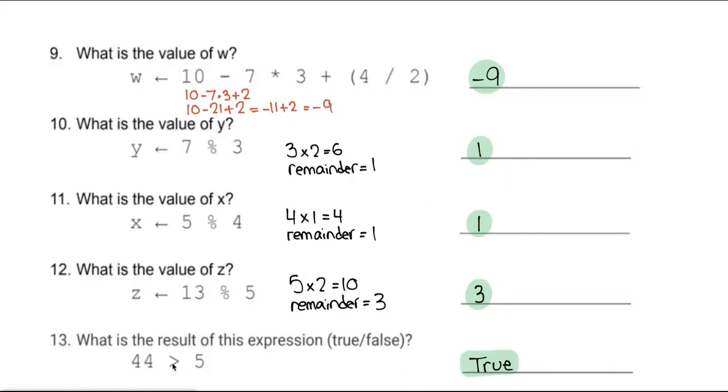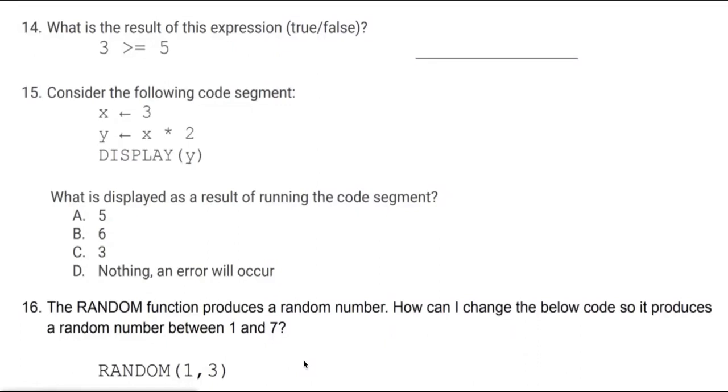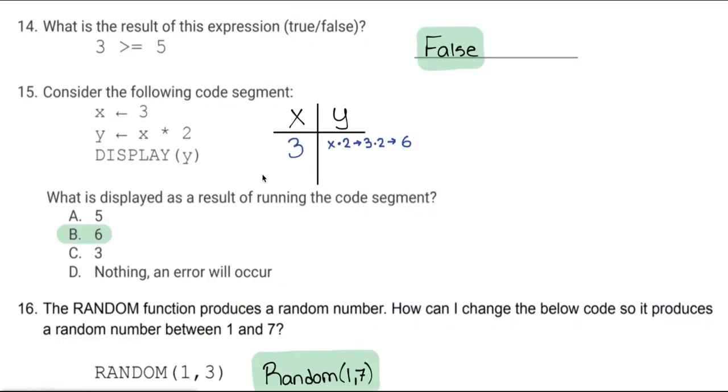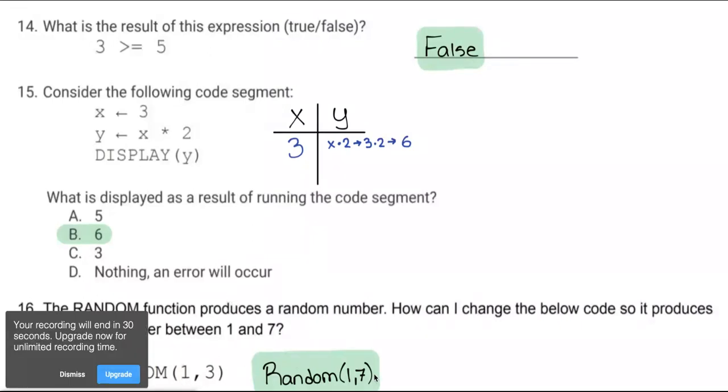13 we're reading as 4 is greater than 5, which is true. Number 14 is a similar question to 13, and then numbers 15 and 16 are a little bit mixed of each. So 14 is false, 3 is not greater than or equal to 5. For 15, x is 3, and then y turns into x times 2, which would make 6. The next random function produces a random number. They want to know how you can change the code so that it produces a random number from 1 to 7. You would simply just change 1 to 3 to 1 to 7.